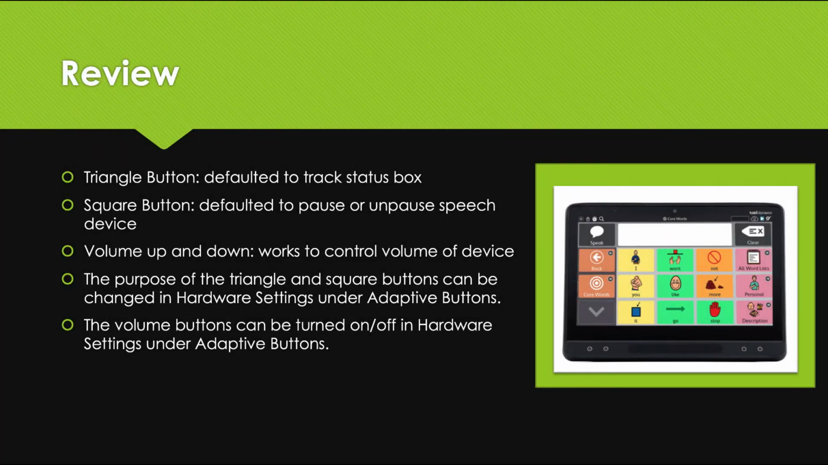So, just a quick overview of what Chris showed you. The iSeries device is going to come with those buttons pre-programmed. The triangle button will be for the track status box, and the square button will be to pause or unpause the device. The little plus and minus buttons are to control the volume of the device. All of this can be changed in hardware settings under adaptive buttons. The next video will show you an exciting accessory that will now be sent out with the iSeries device.